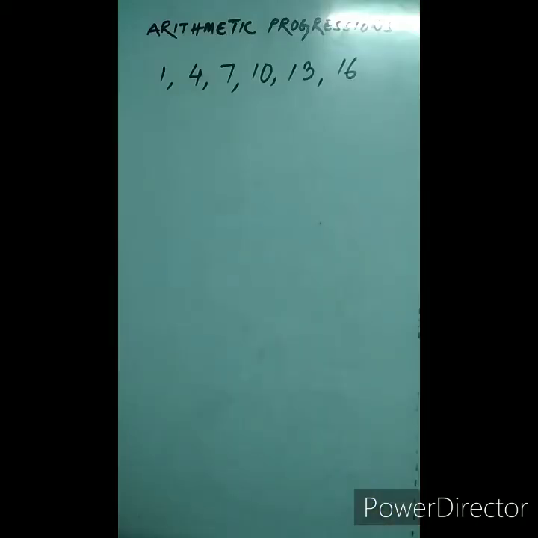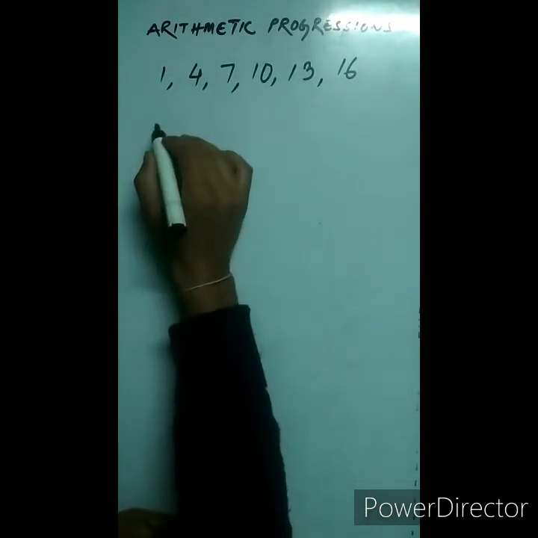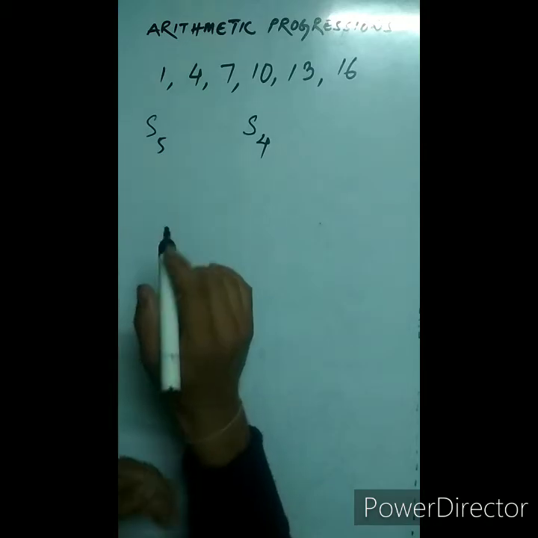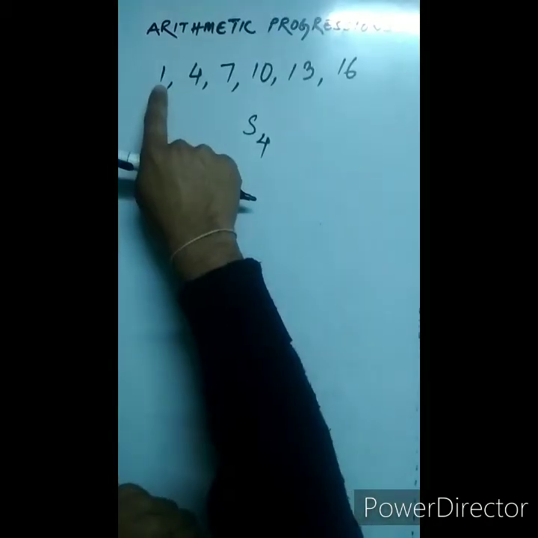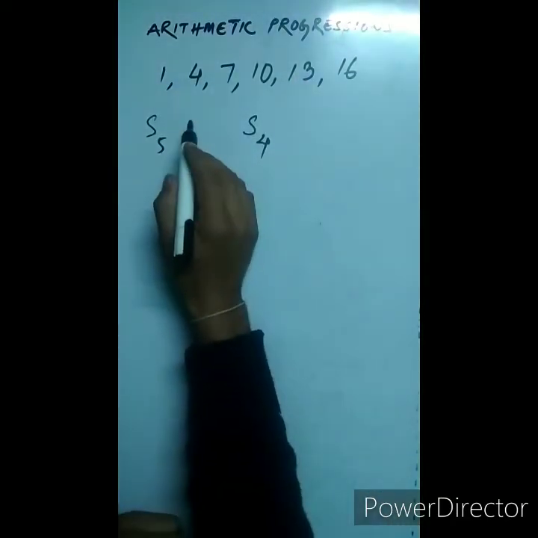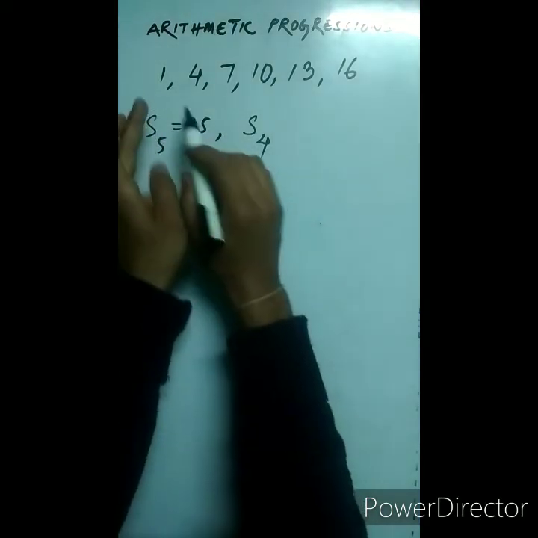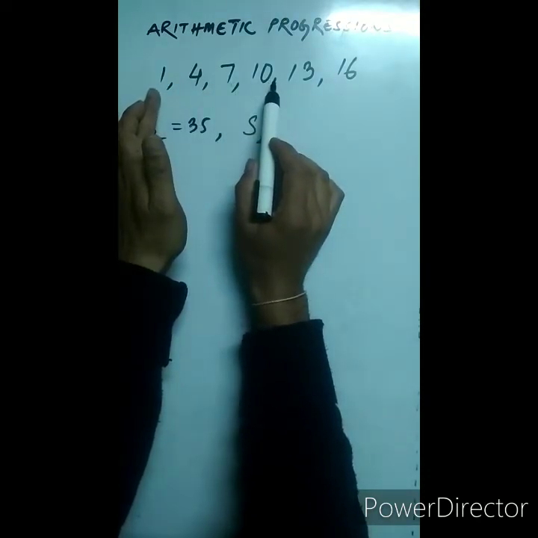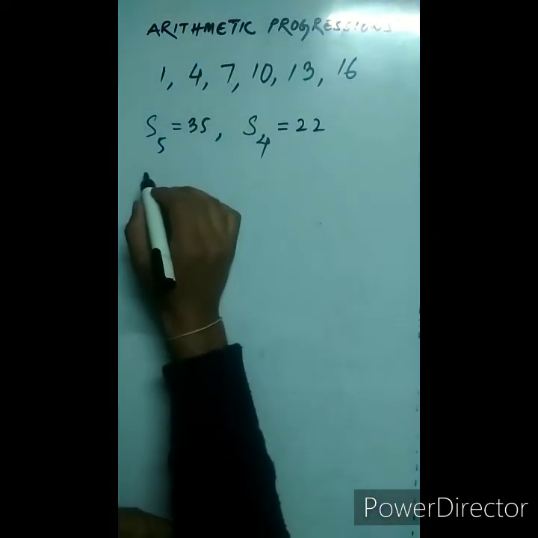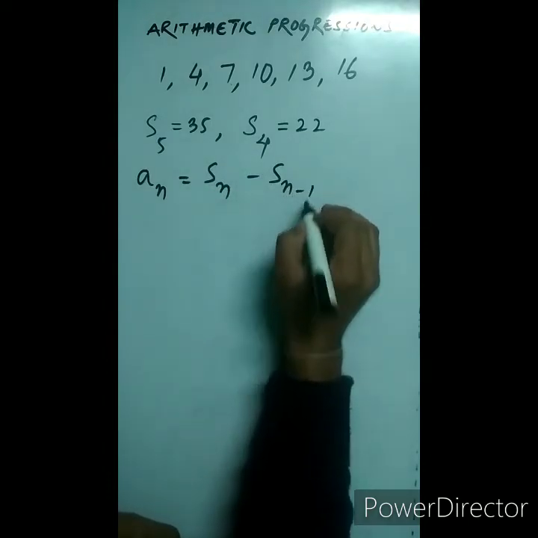Okay, now we'll be learning one more formula for the last time. Before I write the formula, let me write S5 and S4. S5 means the sum of the first 5 terms. So 1, 2, 3, 4, 5. When I add from 1 till 13, we'll get 35. So what about S4? That means 1, 2, 3, 4. Sum of the first 4 terms, we get 22. So the relation is like this. The formula is an is Sn minus Sn minus 1.